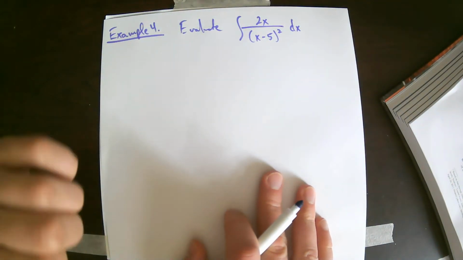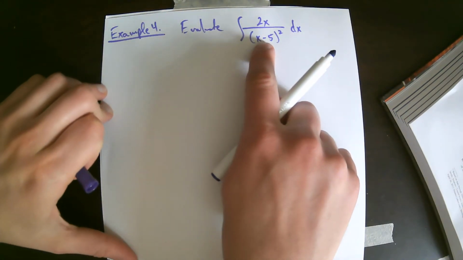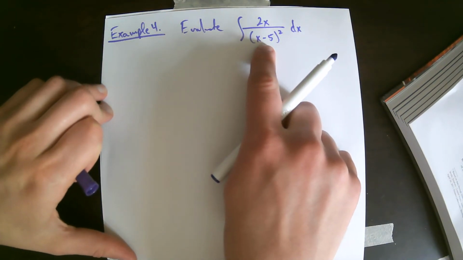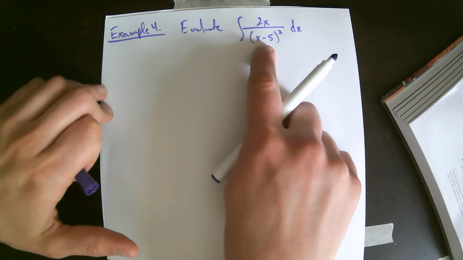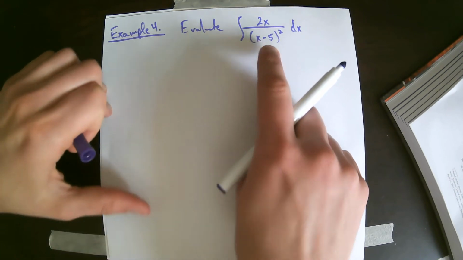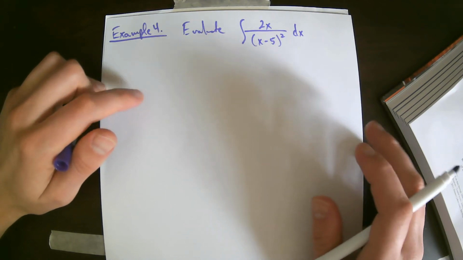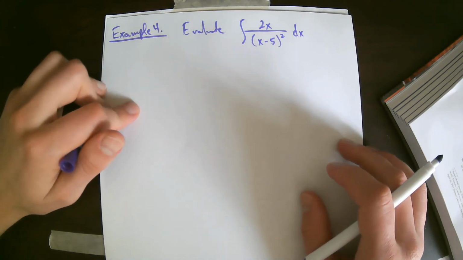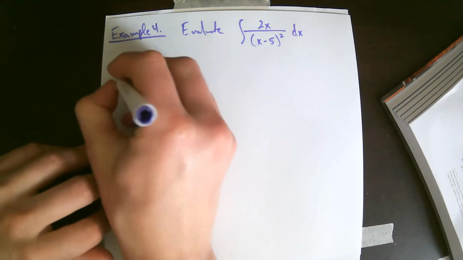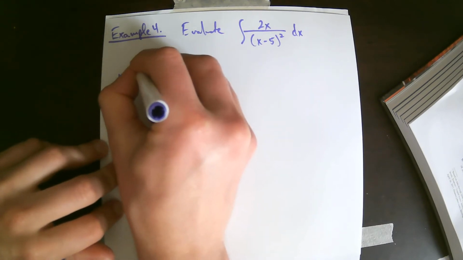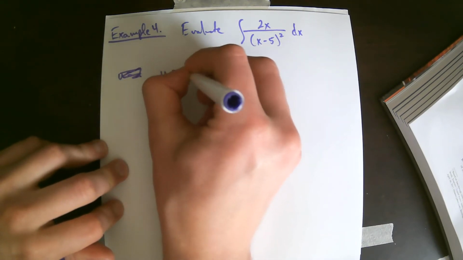Okay. I'm going to let the u be, well, we could let it, I think that's their point. Okay, let's let u equal x minus 5.